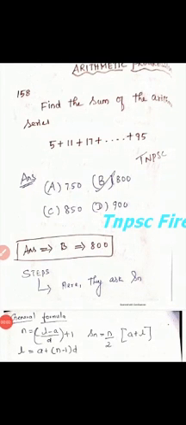Hi friends, today we are going to see number system. In the number system there are two types, arithmetic progression and geometric progression. So mostly in the TNPSC question paper they give arithmetic progression questions. Sometimes a question will be asked in geometric progression. Now we are going to see the arithmetic progression using easy tricks.